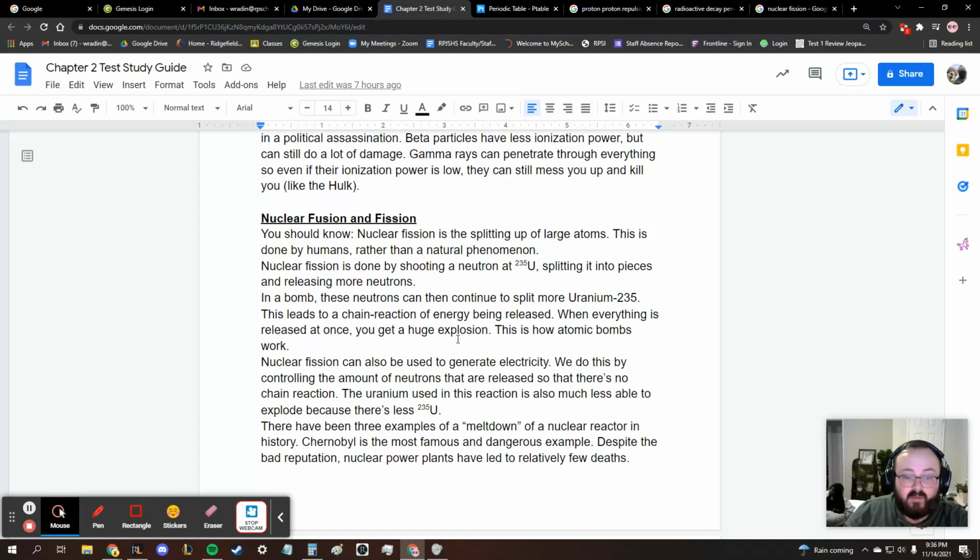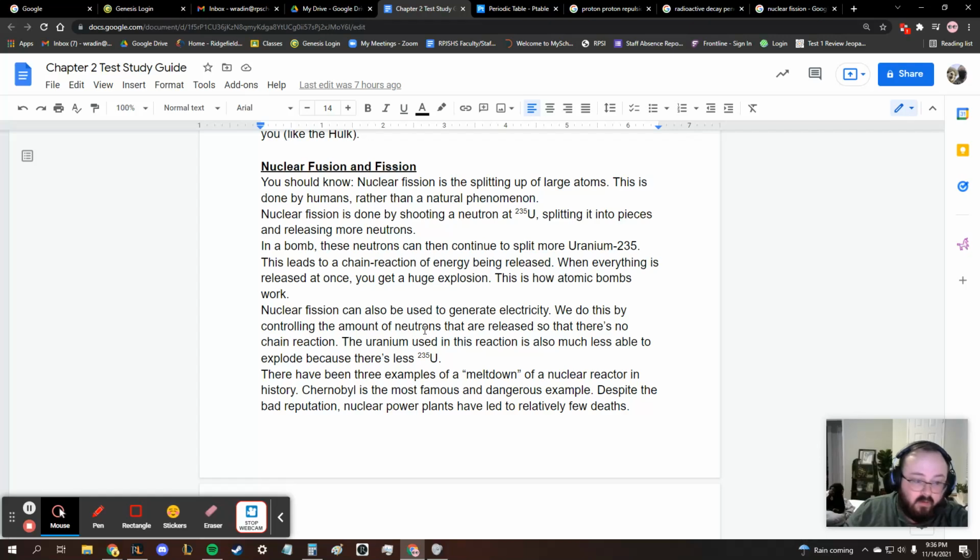All right, that's what happens. They continue to split, they continue to destroy them, and it just adds up really, really fast, and it goes boom. However, nuclear fission can be used to generate electricity. You basically can control the amount of neutrons that are released. These are called control rods, so you don't get that chain reaction. And the uranium in nuclear power plants is also less fissionable, I think that's the word for it, or fissile, whatever. Less uranium-235, so it's not going to explode.